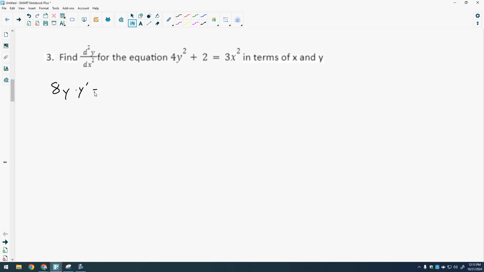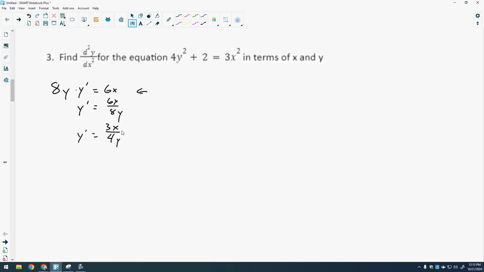The derivative of 2 is 0. The derivative of 3x squared is 6x. Solve for y prime, and I get 6x over 8y. I'm going to reduce it just a little bit, and I get y prime equals 3x over 4y. You could have taken the derivative again right here and done product rule. That would have been totally fine.